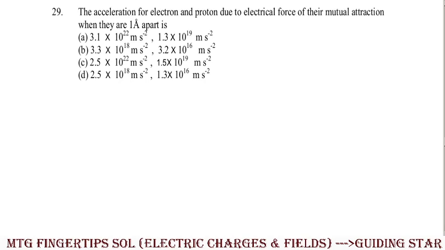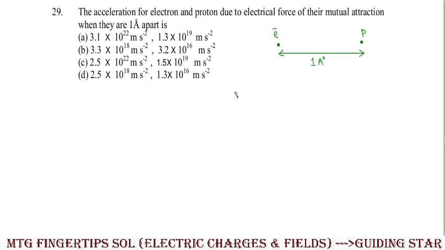Okay, so in question number 29, it is saying the acceleration of an electron and proton due to the electrical force of their mutual attraction when they are 1 angstrom apart. So here there is an electron and there is a proton, both separated by a distance of 1 angstrom. Then it is asking for the acceleration of the given electron and proton.